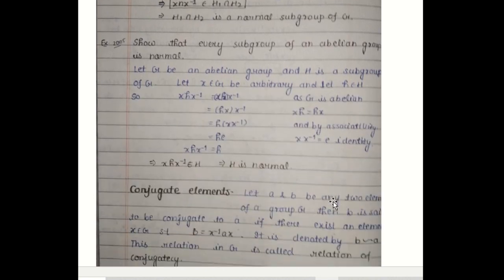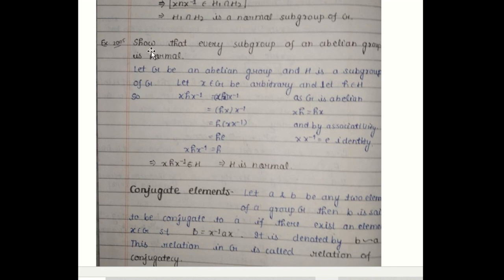Now we have a property that every subgroup of an abelian group is normal. It is obvious, as we have already shown that for a normal subgroup, each left coset is a right coset. In the case of an abelian group, the left coset and right coset are the same, so it can be proved automatically.